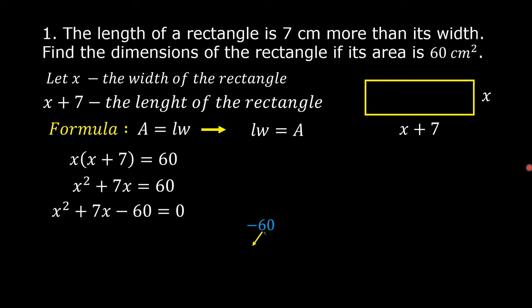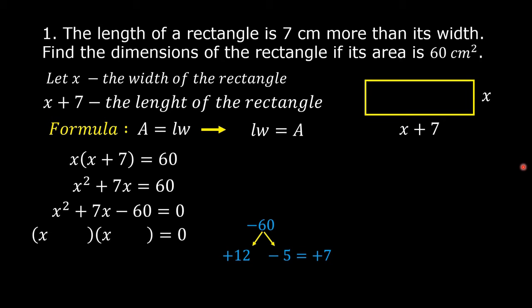Negative 60, try positive 12 and negative 5. Positive 12 times negative 5 is negative 60. Positive 12 plus negative 5 is positive 7. Positive 7 is equal to the coefficient of x.